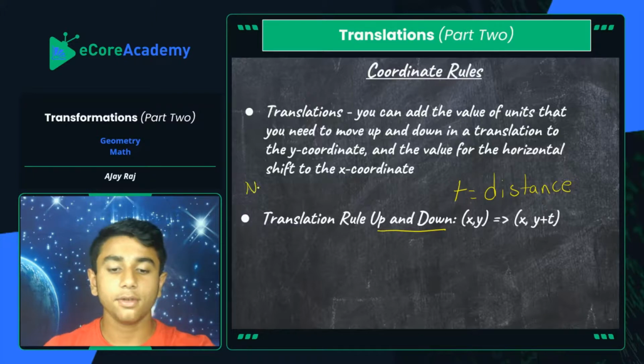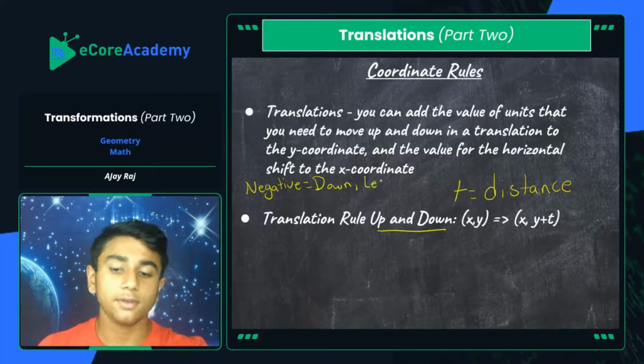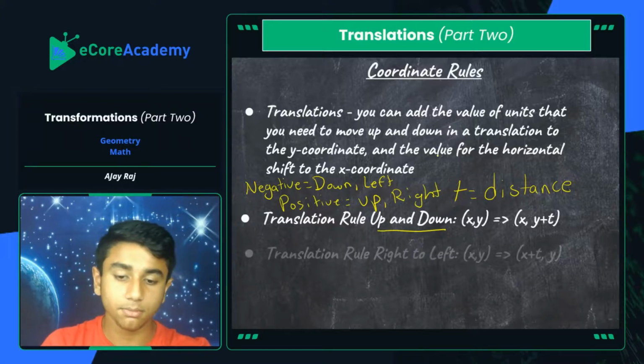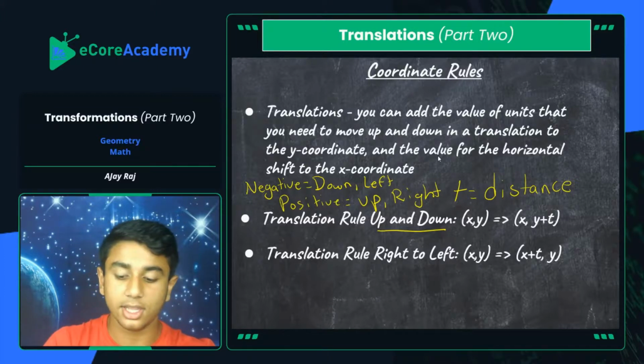So negative equals down on the y-axis, and on the x-axis it would be moving to the left. And positive on the y-axis would be up, and on the x-axis that would be to the right. So if you're moving up and down, that would be (x, y) to (x, y + t). For the translation rule right to left, which affects the x-axis, it would be (x, y) mapping to (x + t, y), which changes the x coordinate.